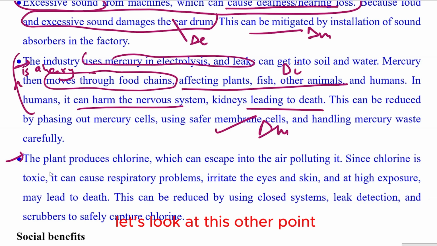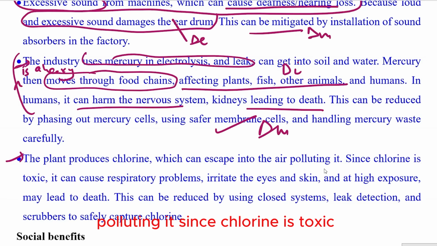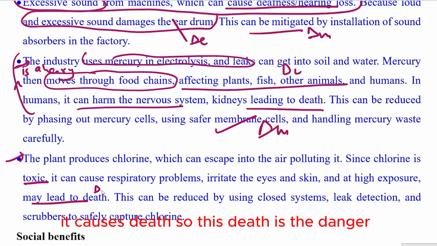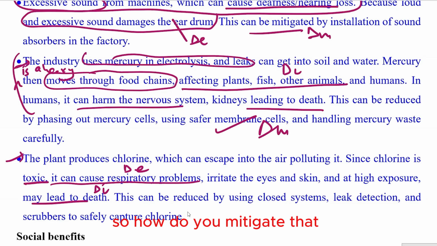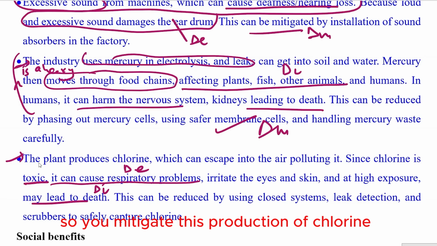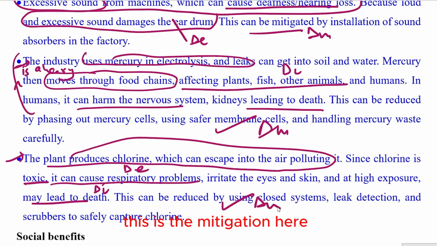Let's look at this other point. The plant produces chlorine which can escape into air, polluting it. Since chlorine is toxic, it causes death. So this death is the danger, but the explanation is toxicity here. So how do you mitigate that? You mitigate this production of chlorine which is escaping here. You mitigate the cause. This is the mitigation here.